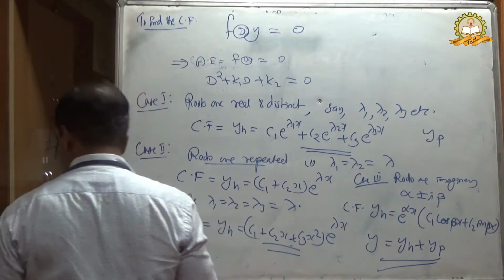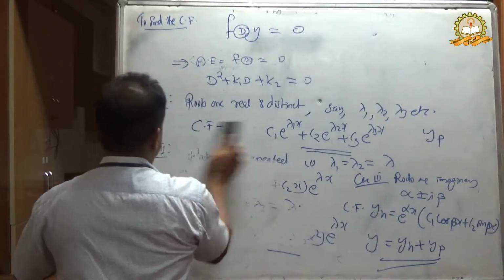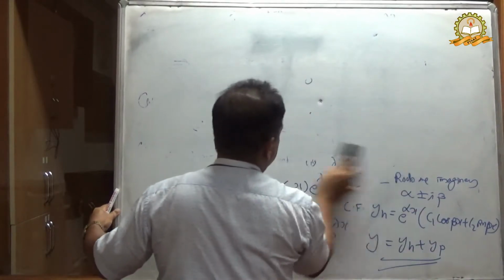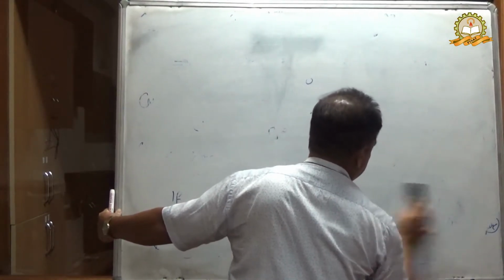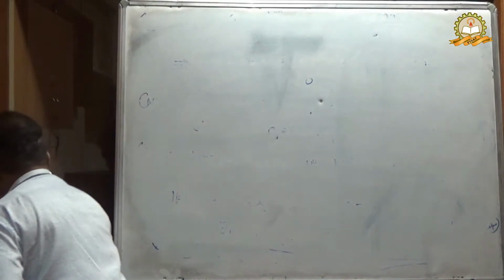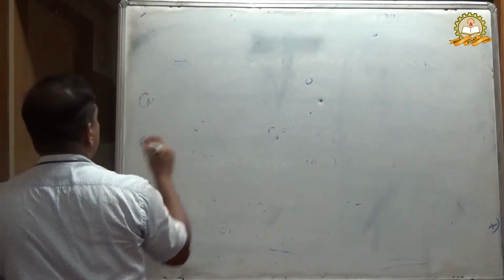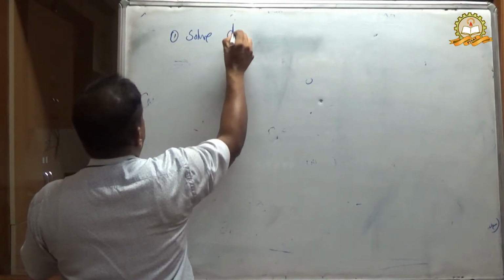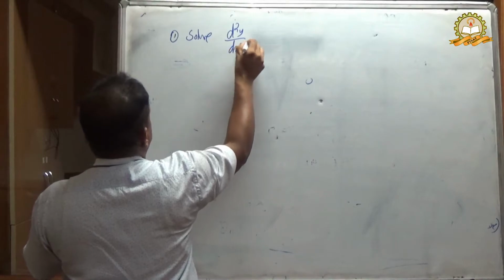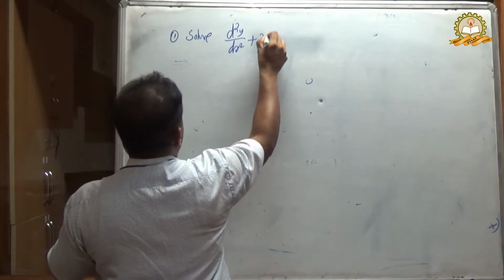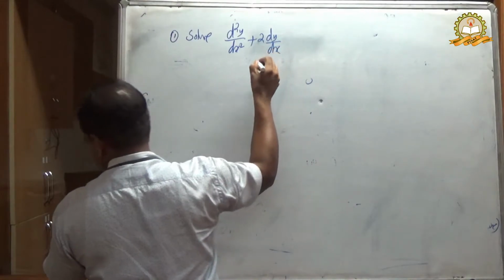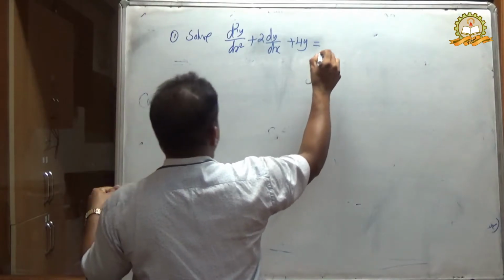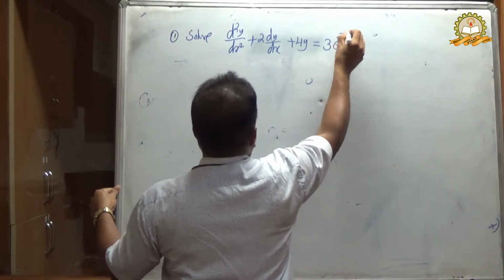Then we can work out the first problem. The first problem says: solve d square y by dx square plus 2 into dy by dx plus 4y is equal to 3 into e raised to minus x.